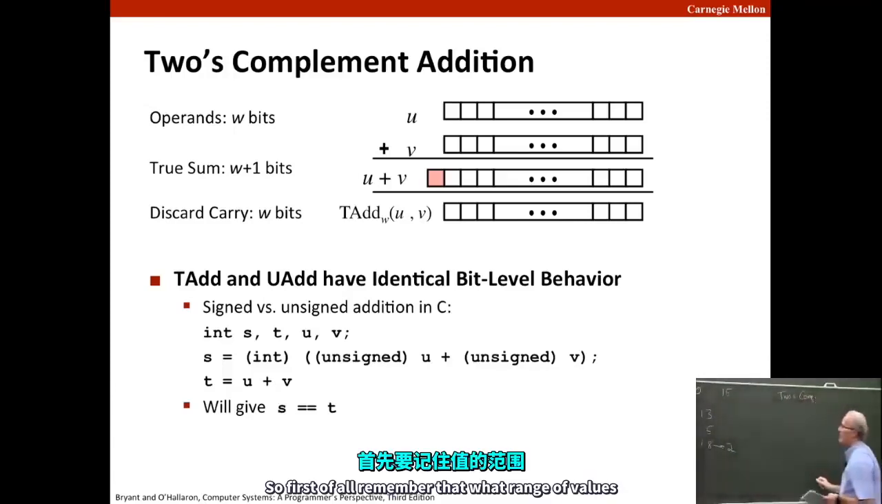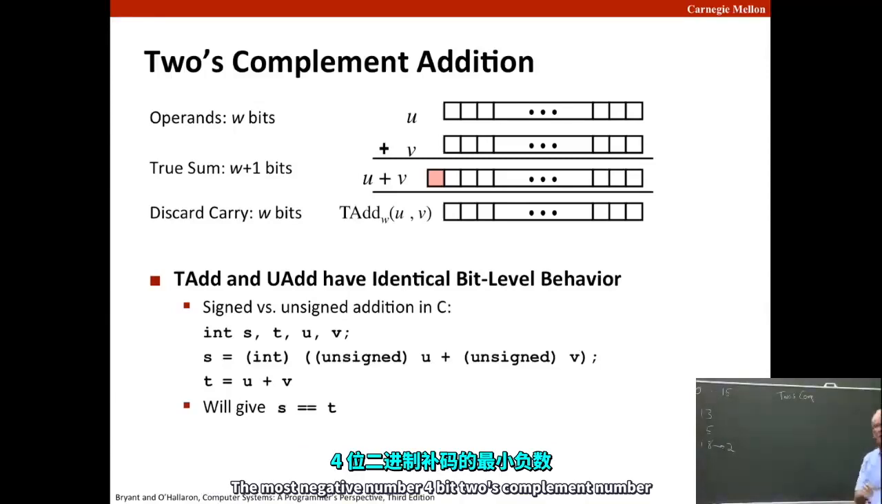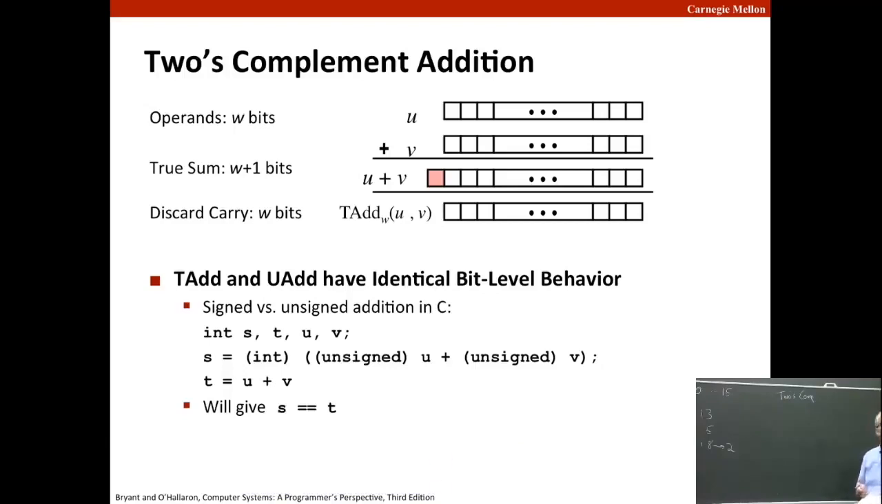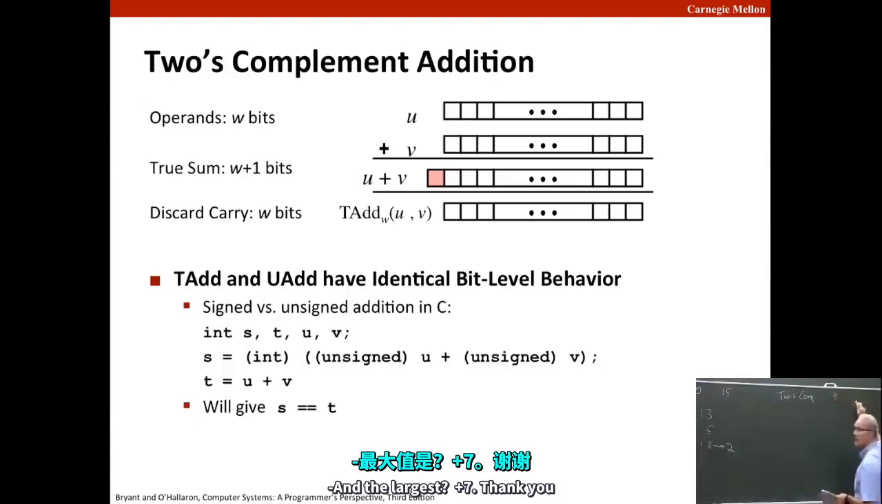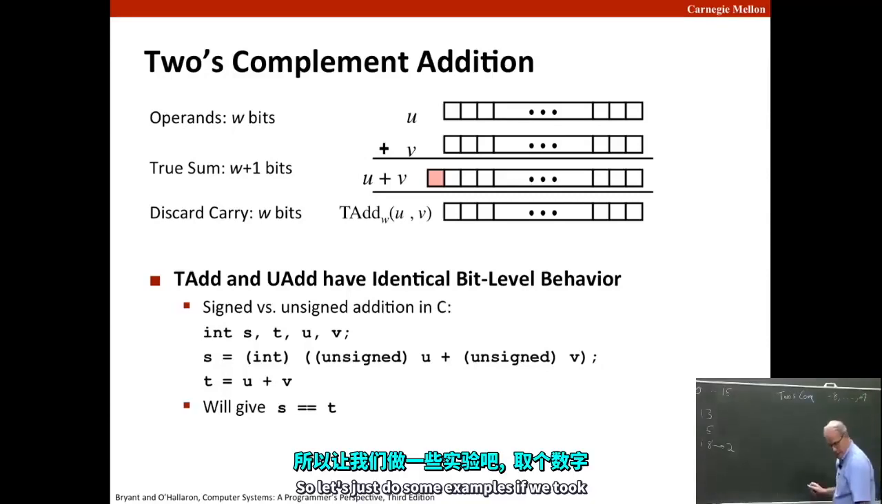So first of all, remember, what's the smallest number that could be represented with a 4-bit, the most negative 4-bit 2's complement number? Minus 8. And the largest? 7. Plus 7, thank you. So let's just do some examples.